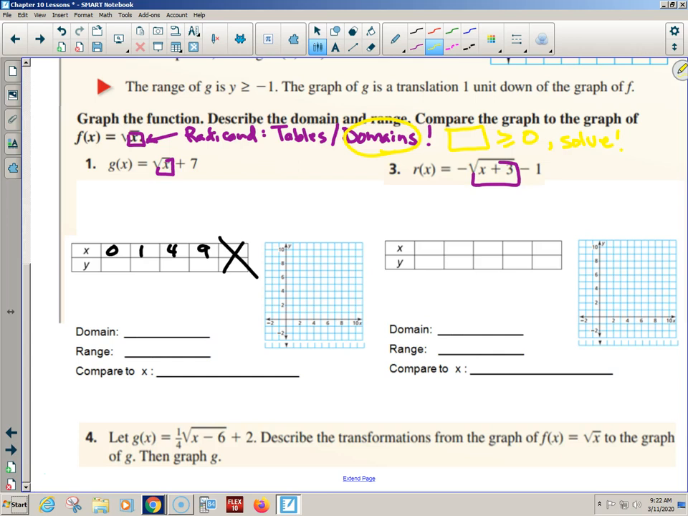Because in this one, guys, if we were to find the domain, we would take whatever's in the box, set him greater than or equal to 0. Wait, we're done. It's already solved. And look, the table starts at 0.